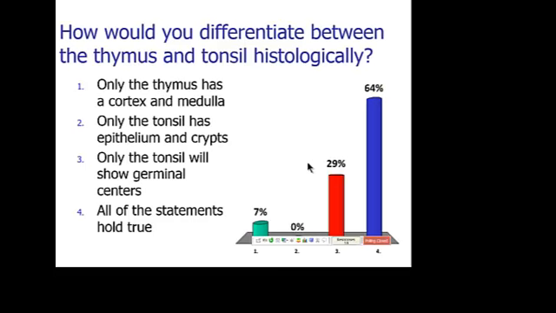Okay, well, most of you got it right. Yes, everything holds true. Only the tonsil will show germinal centers is true. But only the tonsil has epithelium and crypts. The thymus doesn't. And only the thymus has a cortex and the medulla. The tonsil doesn't. So all of these statements were true. So that's why the last answer is correct.